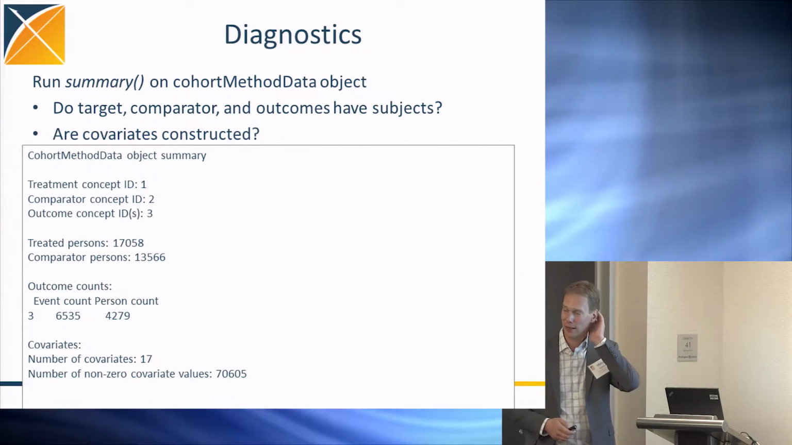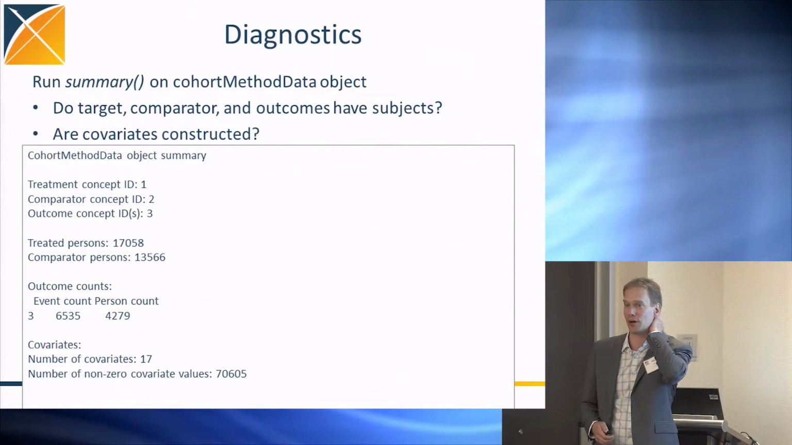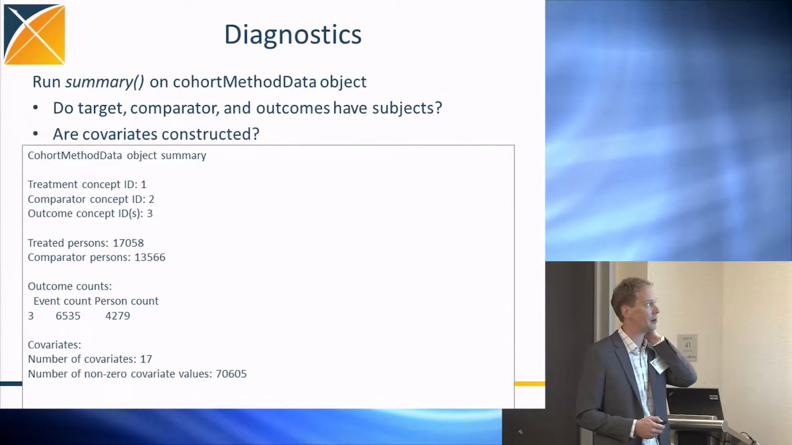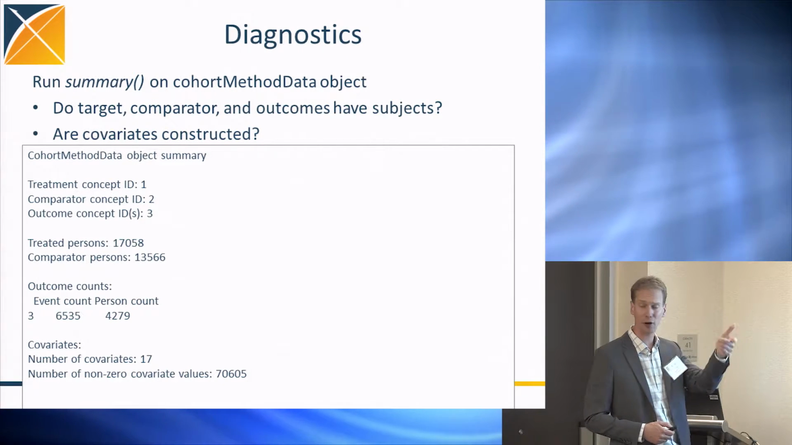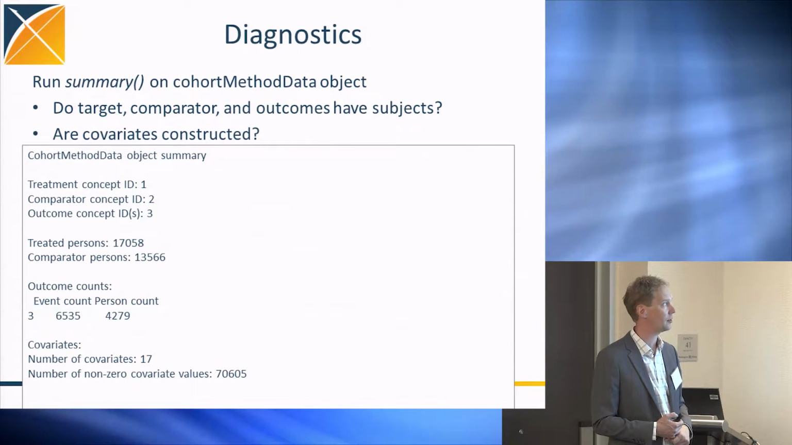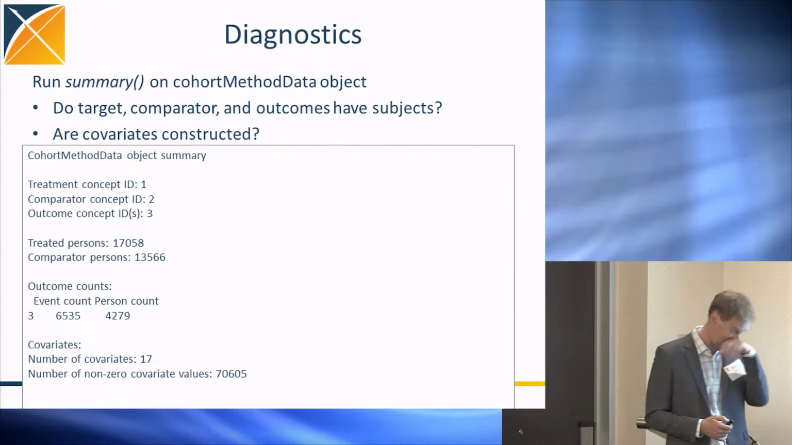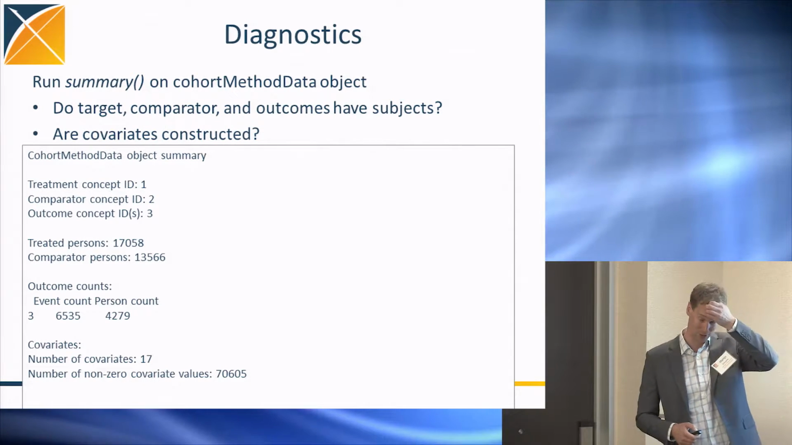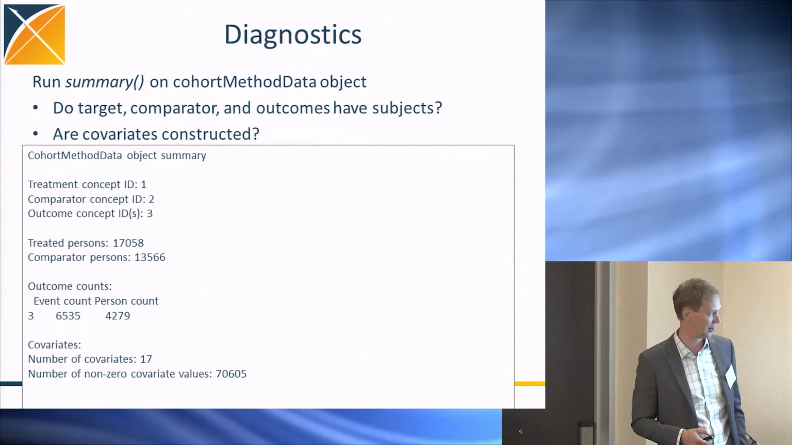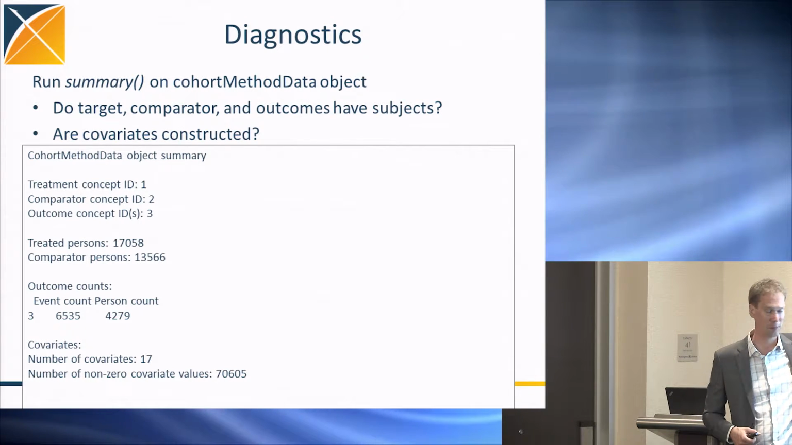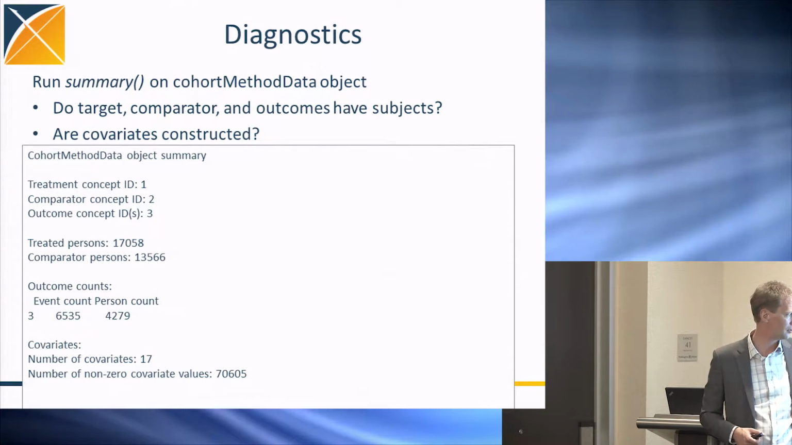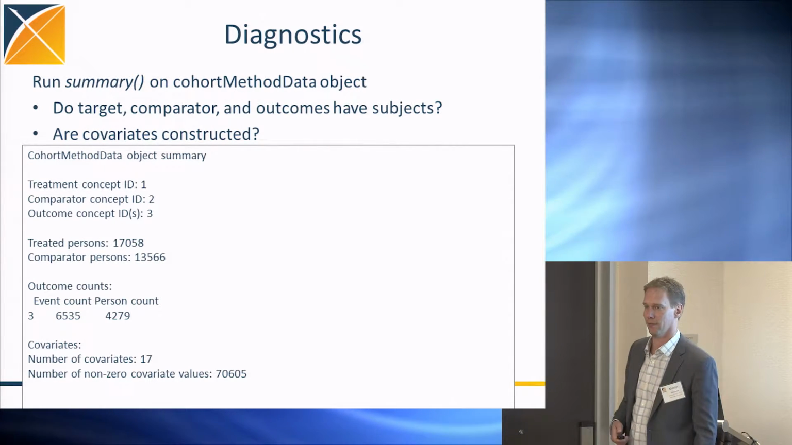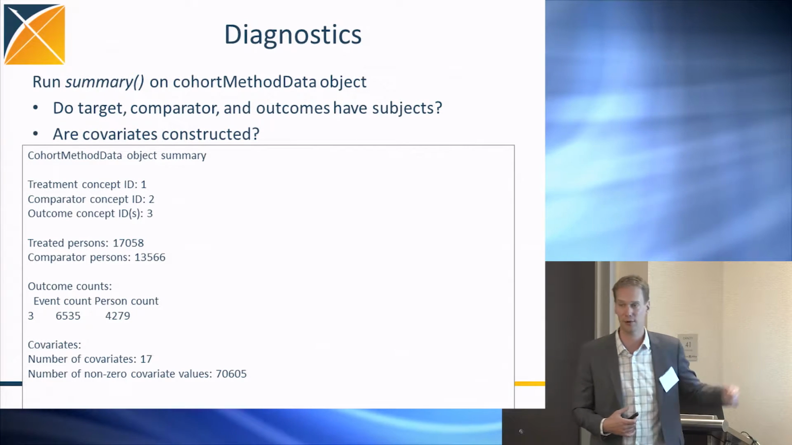Okay, so how can we then produce some diagnostics to make sure that everything went okay when we did the data fetch? We have the generic R function summary, and we can call it on the cohort method data object. Some things that might be of interest: are there at least people in your target, comparator and outcome cohorts as you extracted them? So here's the number of people in T, the number of people in C, and here are the number of people that have the outcome in the set of people that are either in T or in C.